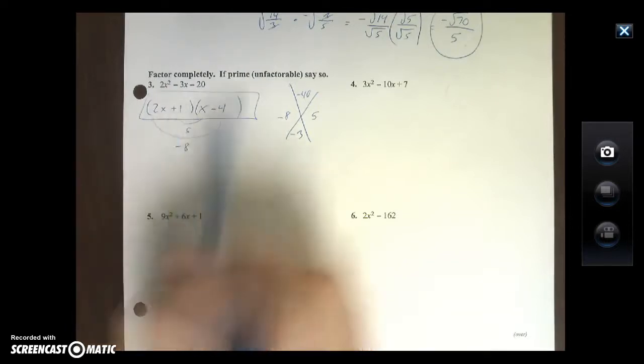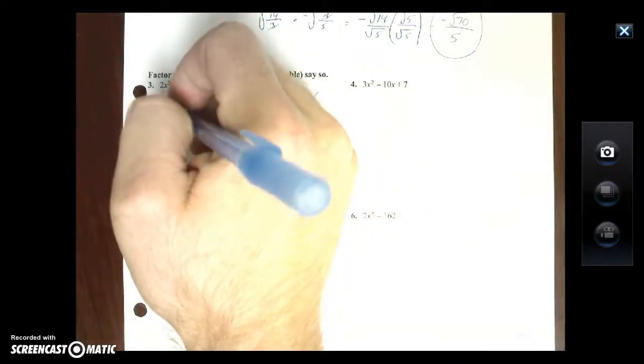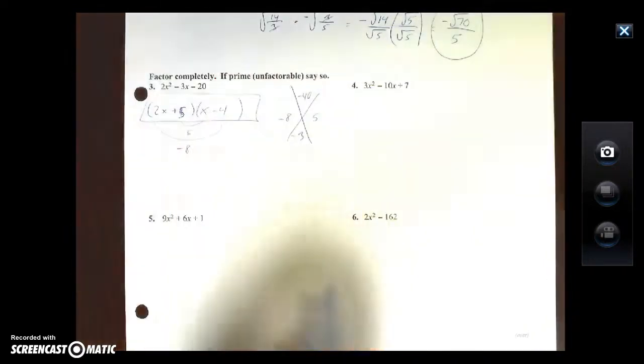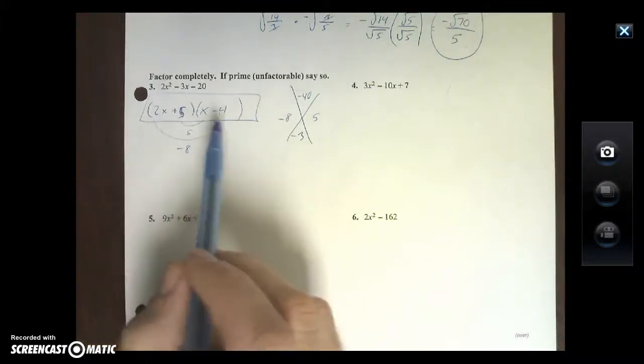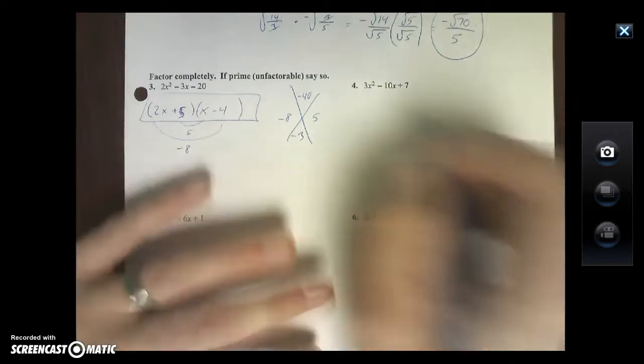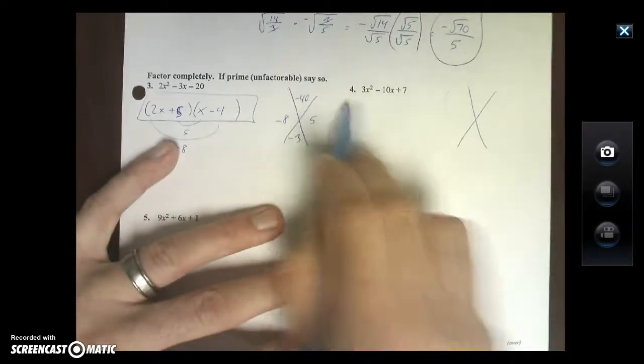Oh, I'm sorry. See? That's why I did that. I totally didn't mean to do that. That's just me making a mistake. Negative 8 plus 5 is negative 3, and then 5 times negative 4 is negative 20. Works out great.